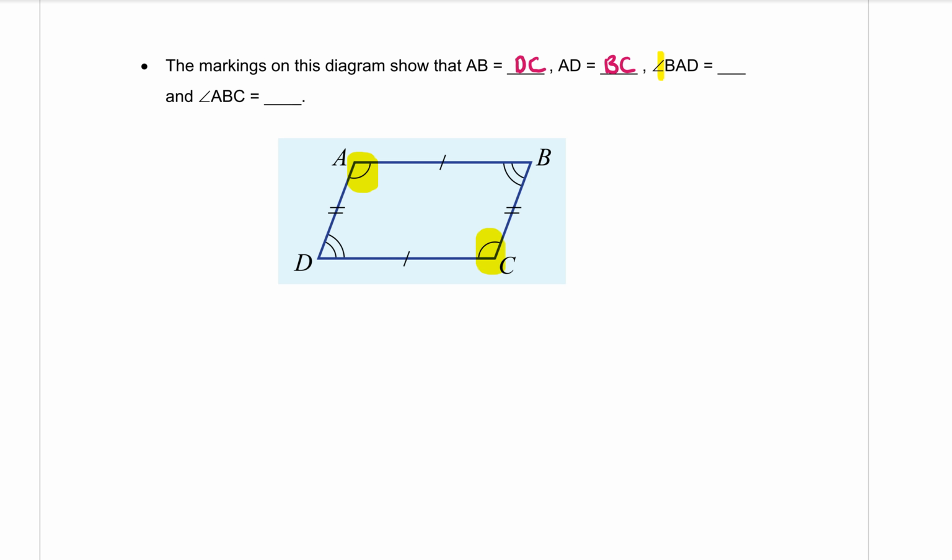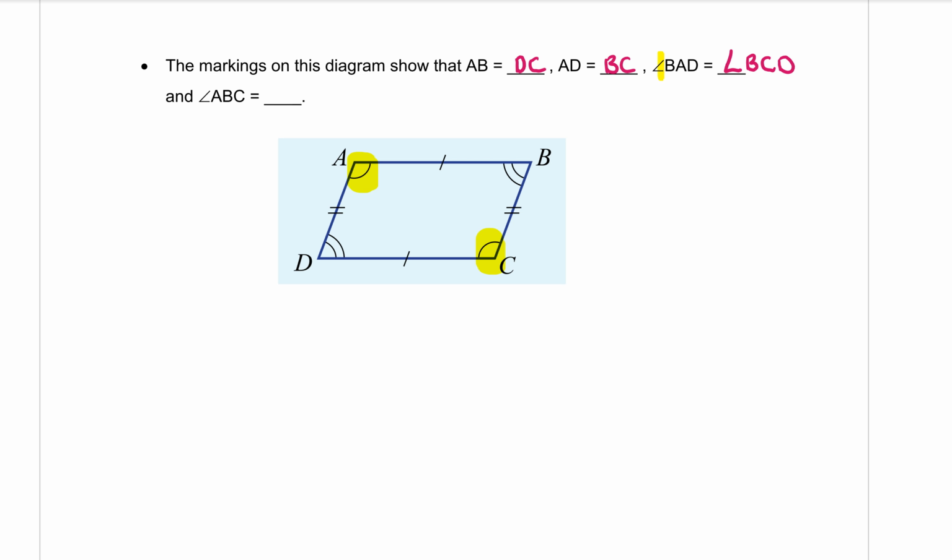So to name that angle, I need my little angle symbol. And I could either start with the B or I could start with the D. It doesn't matter which one as long as the C is in the middle. So I'm going to start with the B. I'm going to say angle BCD. Okay, and we now have angle ABC.